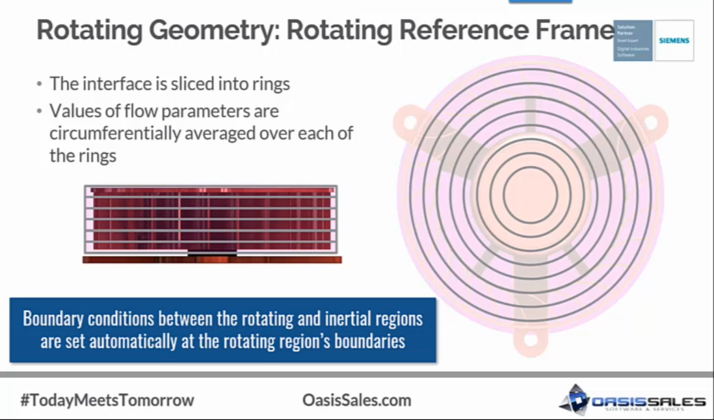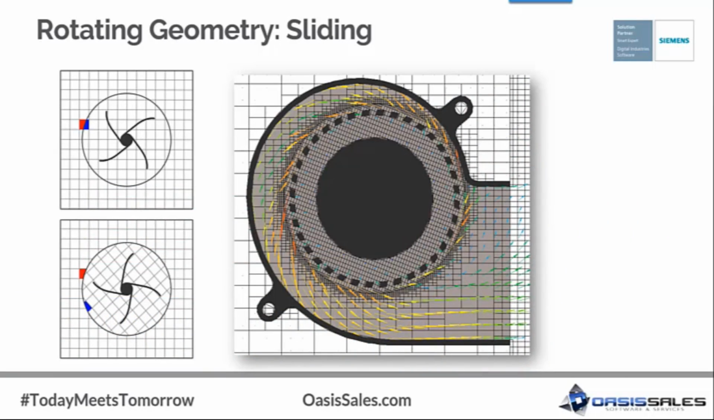The sliding approach requires less explanation in that there are fewer assumptions. The upper left image shows a cartoon of the mesh at time equals 0. The image below that shows the mesh at some later time. The image on the right shows the analysis of a blower in FloTHERM XT, where you can see that the mesh in the rotating region has rotated.